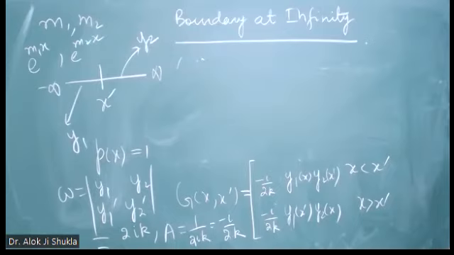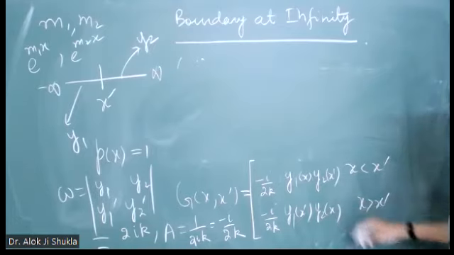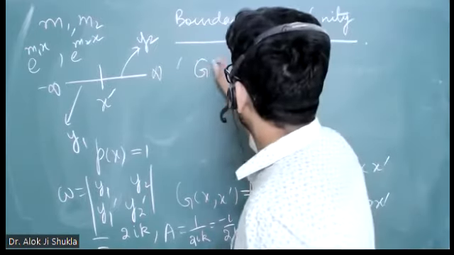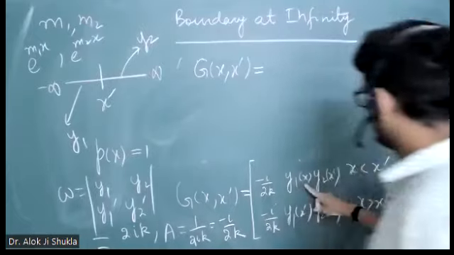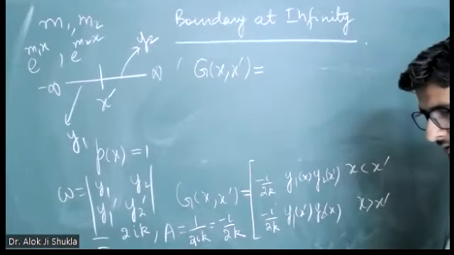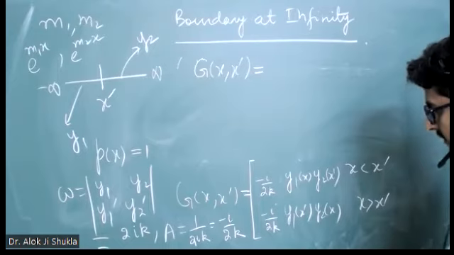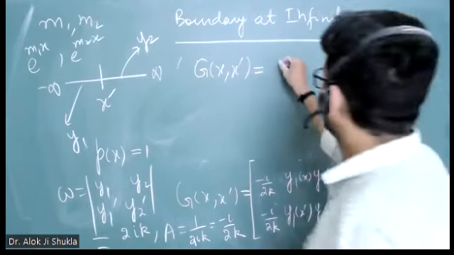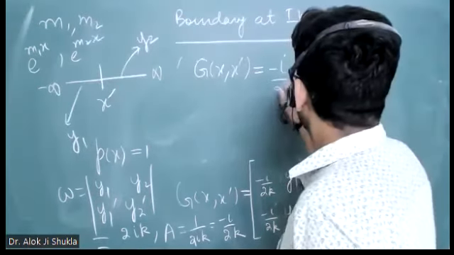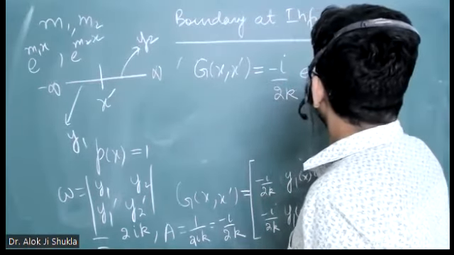And can you just write the places of y1 and y2 again? So what will be g of x comma x dash? What was y1? e to the power minus ikx when x is less than x dash. Yes sir. So if you don't mind, I would just prefer to write it like this.